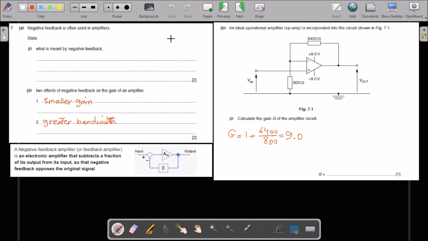Question 7. Negative feedback is often used in amplifiers. State what is meant by negative feedback?